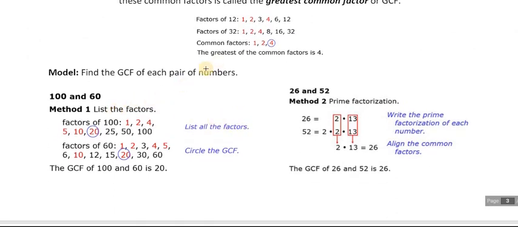So our two methods here for finding the GCF of a pair of numbers are to first list the factors, as was done in this model, or second, to use prime factorization. Now, method 1 is great. However, depending on the numbers that we're dealing with, it's very, very easy to miss some factor pairs. So I tend to lean towards method number 2.